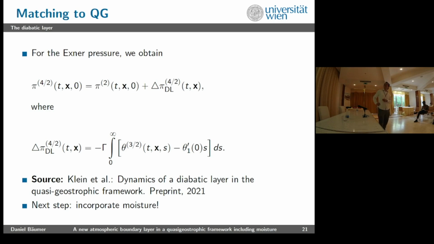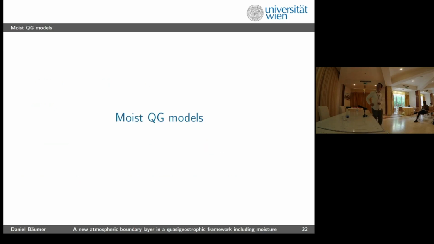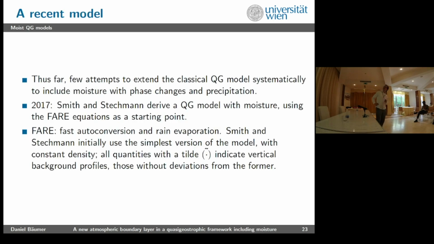And in fact, all of this hasn't even been published yet, so it's only available as a preprint right now, but you can go read the paper on arXiv if you want to: dynamics of a diabatic layer in the quasi-geostrophic framework. And now, just very briefly, I want to talk about the next step, which would be to incorporate moisture. So, moist QG models, there are a few already, but they're very limited in scope, and there are very few attempts to extend classical QG theory systematically to include moisture with phase changes and precipitation, right?